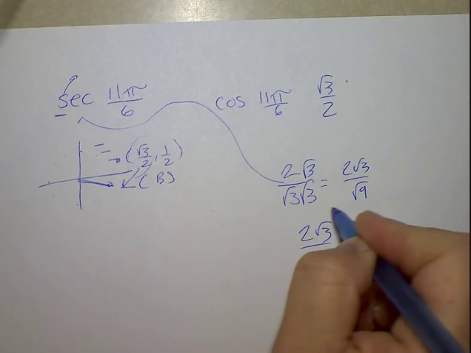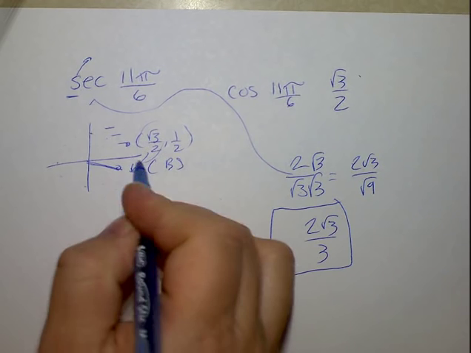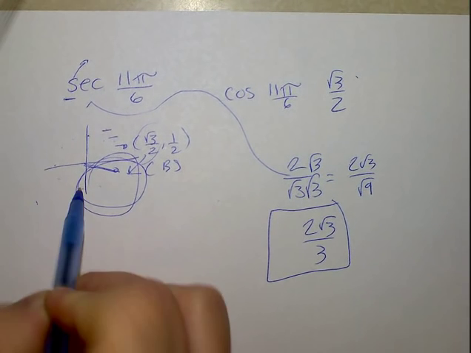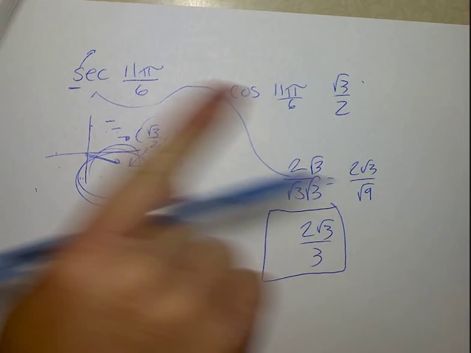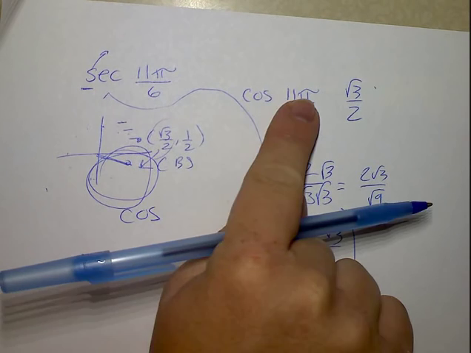Now let's decide, is this positive or negative? It's in quadrant 4, all-star trig class. So that means cosines are positive. And reciprocals of cosines are also positive. So this final answer is positive.